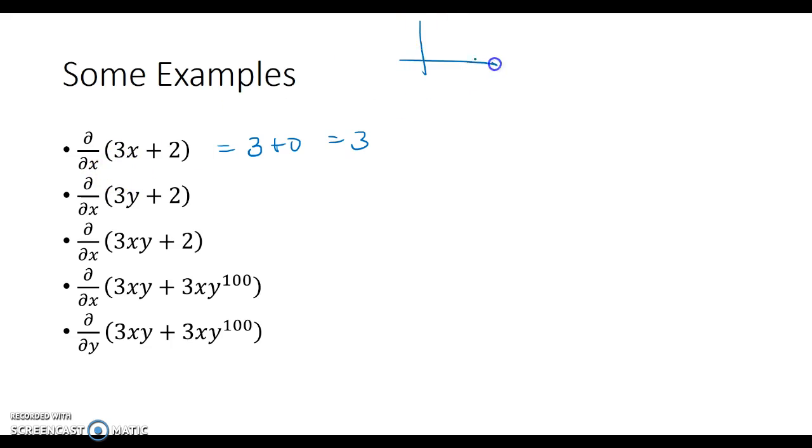And duly noted, because if you plot this function with the y-intercept of 2 and y is equal to 3x plus 2, it is a linear function and has a constant slope of 3.